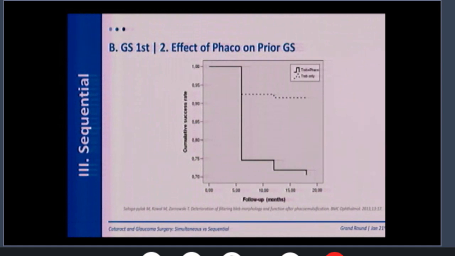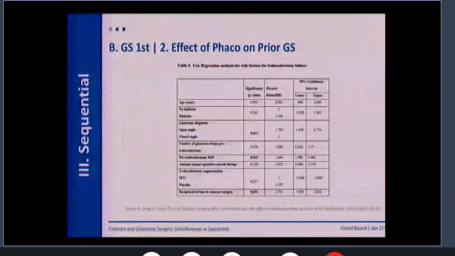This clinical study shows that after doing phaco, the success of a trab drops anywhere between 6 months up until 1 year after doing the phaco. Those two groups had trab at baseline. One group remained without intervention, and the other group had trab phaco. The group that had trab phaco had lower success. And as I mentioned earlier, the main factor is the timing between the trab and the subsequent phaco.